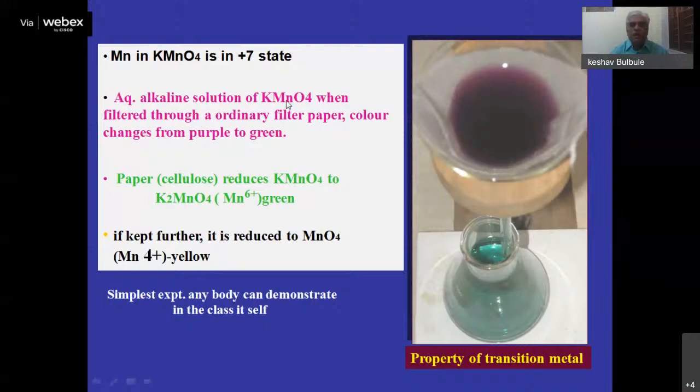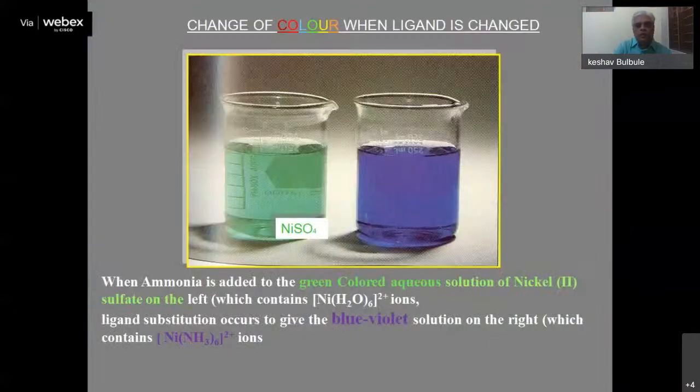That means color is going to be dark for the compounds of D block elements in their higher oxidation state, and color becomes dimmer and dimmer, or almost colorless, in their lower oxidation state. This is a wonderful experiment. It takes only a little alkali, and if you don't have filter paper, you can even use newspaper.